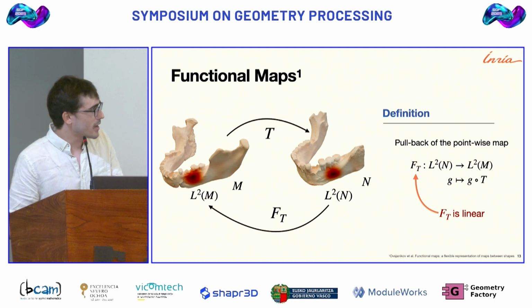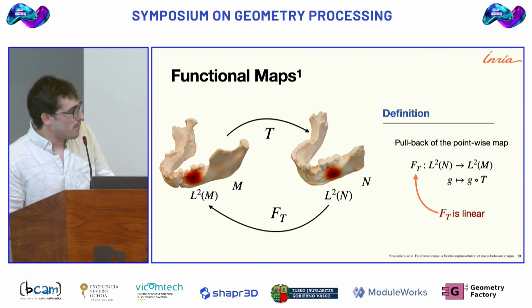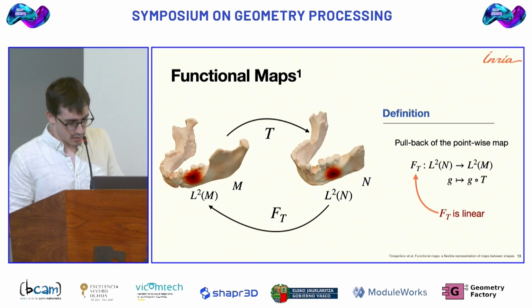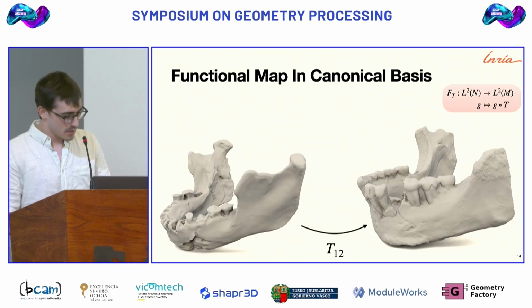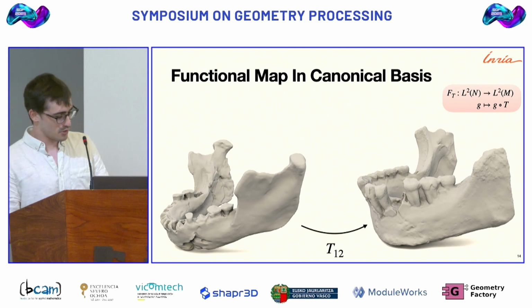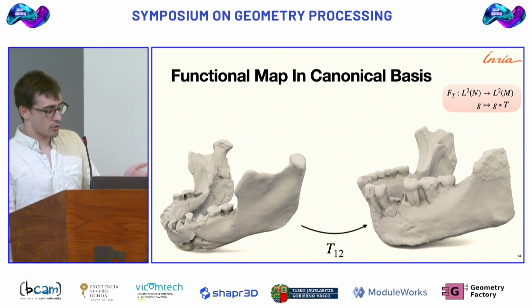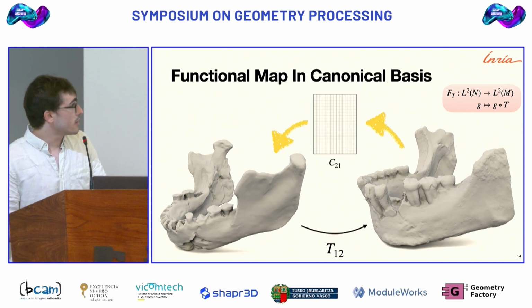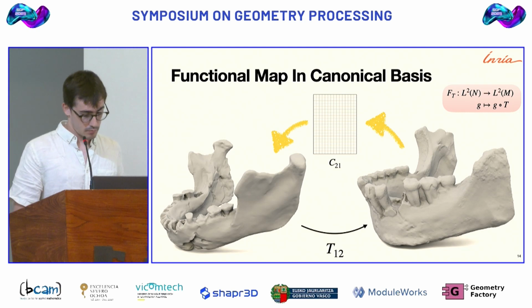But it doesn't look like we actually did anything here. We just have some slightly more complex object. OK, it's a linear map, but why does it actually help? Let's try to see what it looks like in a basis. So we have, again, this nice pair of shapes. I changed M and N to 1, 2, because I think it's a bit easier to follow. So we have these two shapes, and we have the correspondence function. Now we want to find what the functional map will look like in this basis.